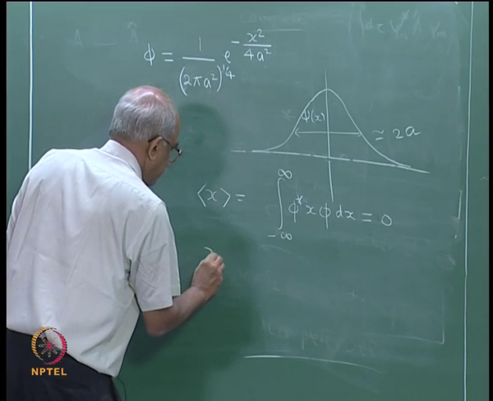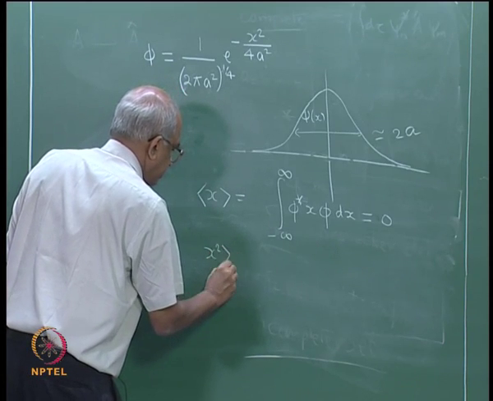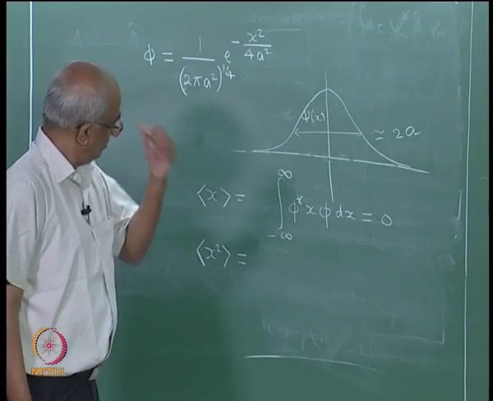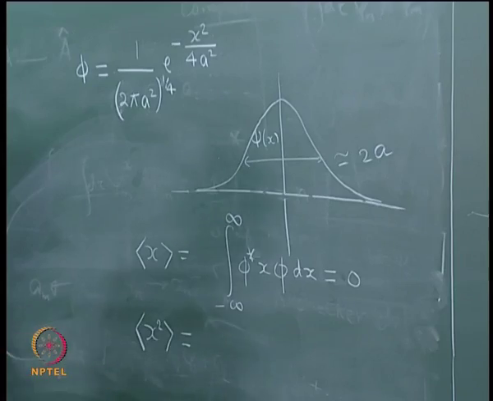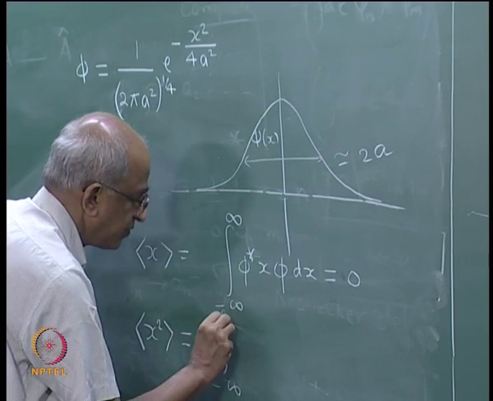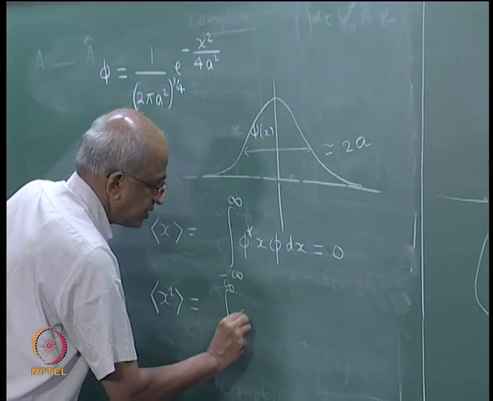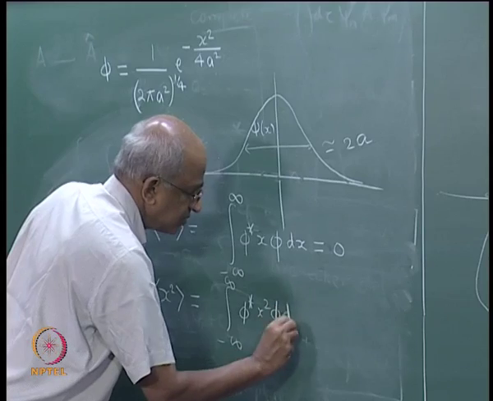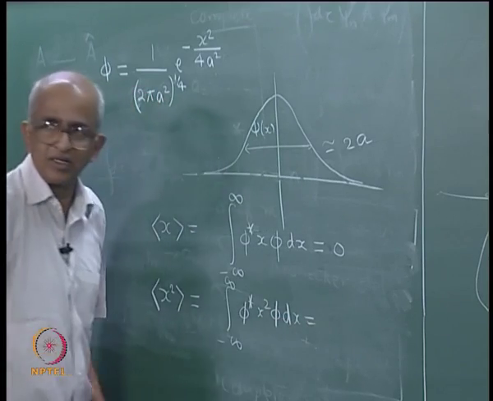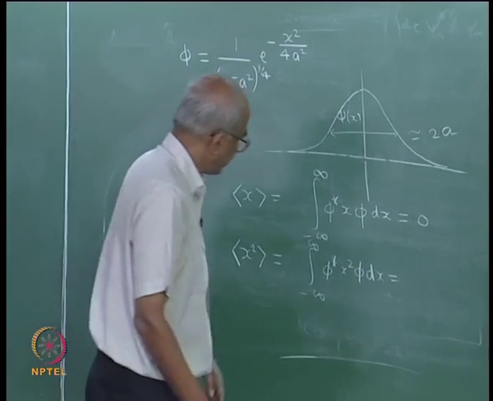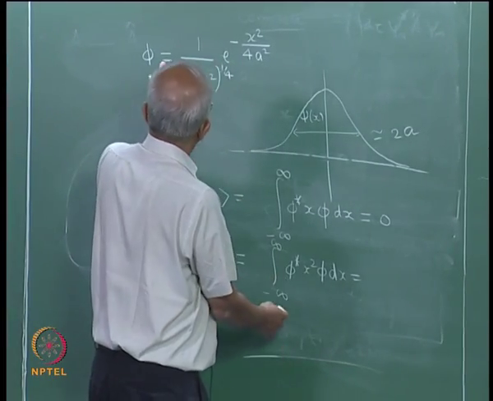But suppose I wanted to calculate x square. What will be the expression? It is going to be the integral from minus infinity to plus infinity of phi star x square phi dx. I do not have any choice other than to calculate this. So, how will I calculate this? Let us just substitute for phi.